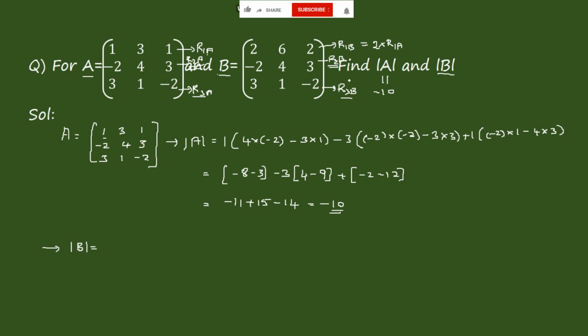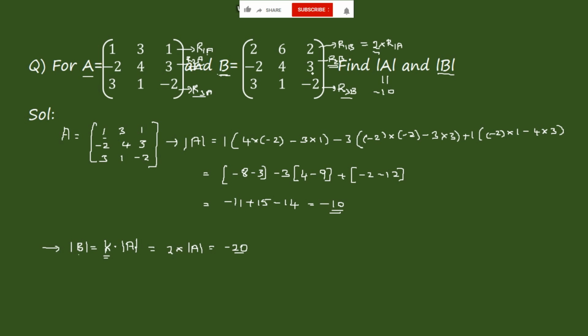In this case, there is no need of finding the determinant of B directly. We will be using the important formula: the determinant of B is k times the determinant of A, where k is a constant value that is multiplied in a row or column of matrix A to get matrix B. Here the constant is 2. So it becomes 2 into the determinant of A, which is equal to -20. Yes or no? The determinant is -10.